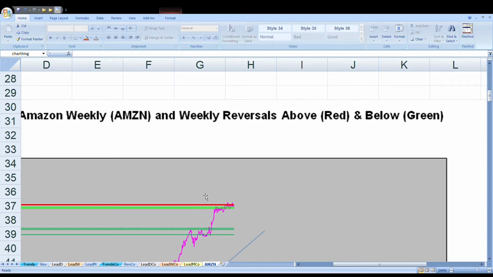Green means they're below and they're supportive. Red means they're above and they provide resistance. We're kind of stuck in the middle.